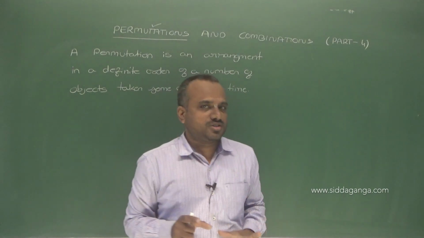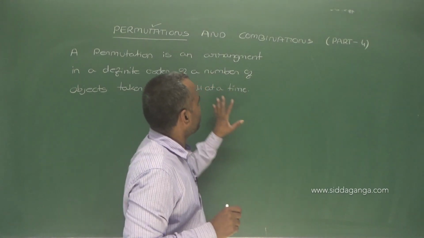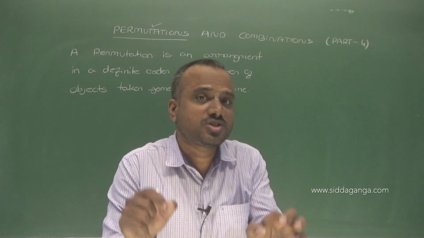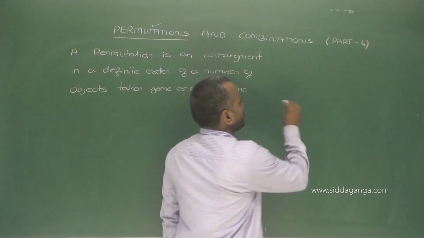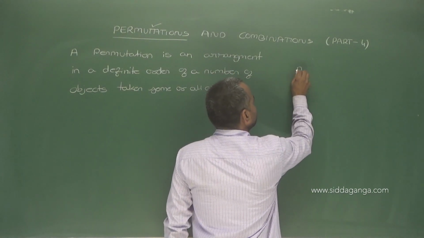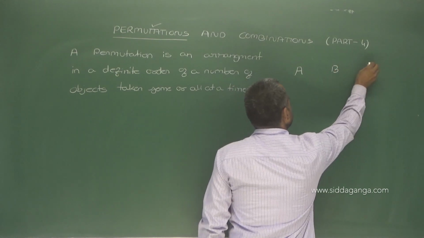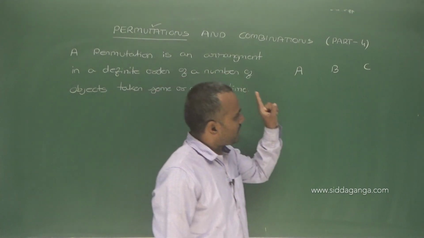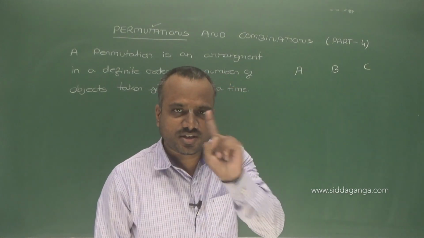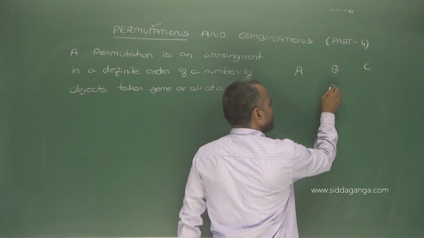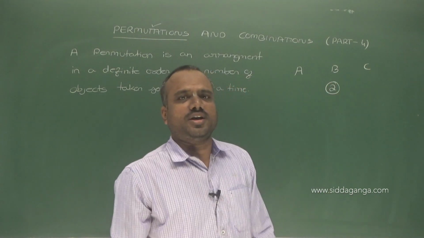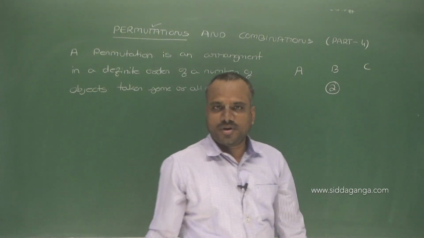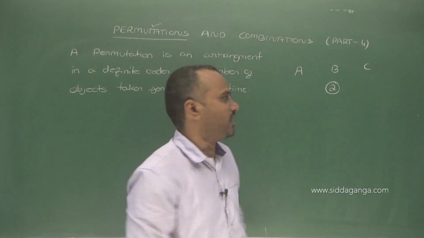So if you have not clearly understood, now I explain. This is a very simple definition. Permutation means arrangement of objects. Let me take 3 alphabets A, B and C. In my pocket 3 alphabets are there. I have to arrange these 3 alphabets 2 at a time. So we have to arrange these 3 alphabets taken 2 at a time.